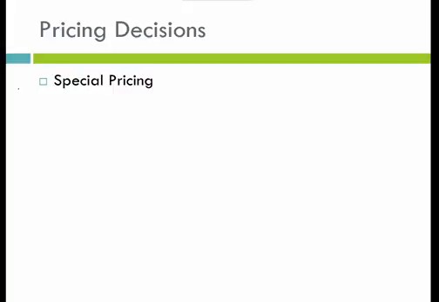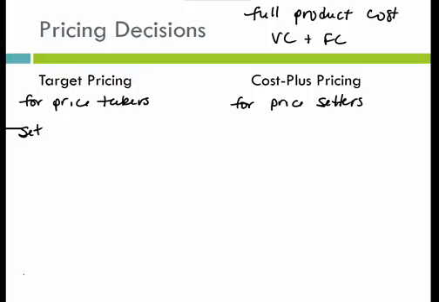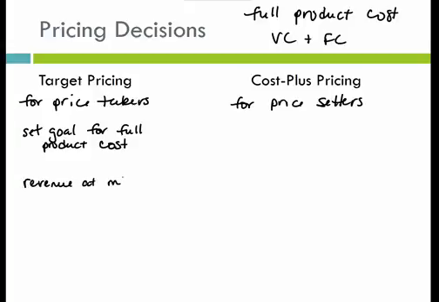So for target pricing, you basically set a goal for the full product cost. I want my cost to come within this certain range. So you're not setting a goal for the price, you're setting a goal for the cost, what it costs you to produce it. So you're a price taker. You have to kind of charge whatever the market price is charging. So you figure out what your revenue would be at that market price.